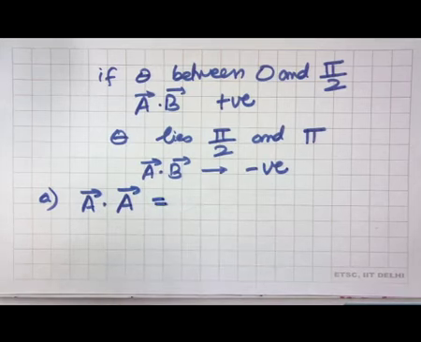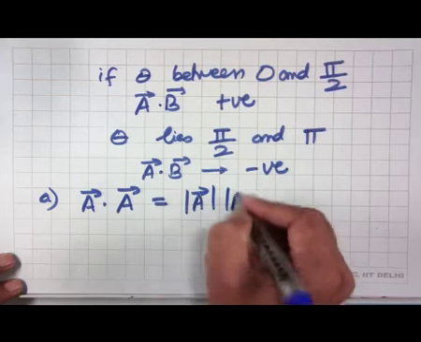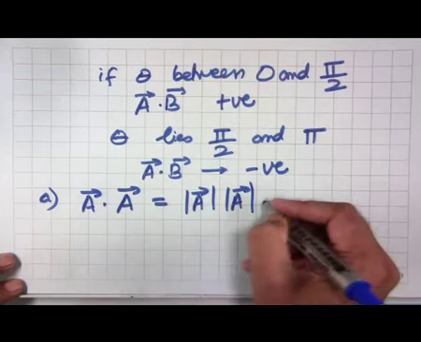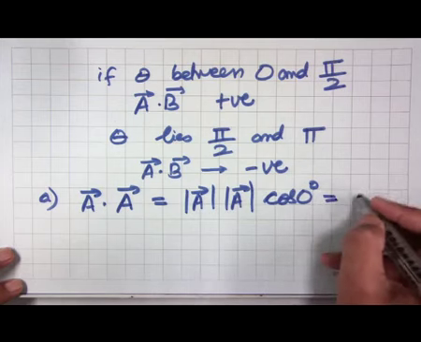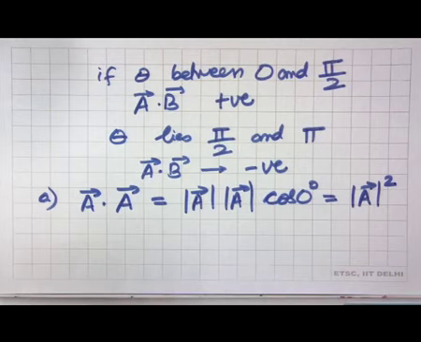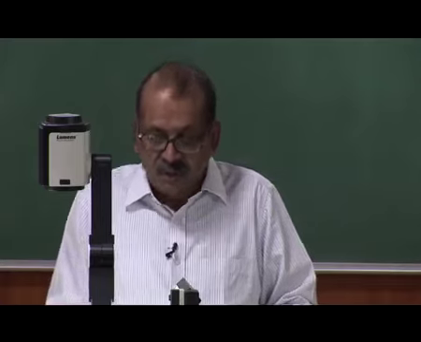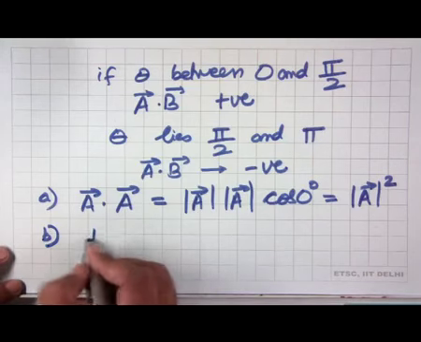If we look at a dot product of a vector with itself, A dotted with A, this will be nothing but magnitude of A times magnitude of A times cosine of 0 degrees. So, this will be nothing but magnitude of A square, or the square of the magnitude of the vector is the dot product of the vector with itself.